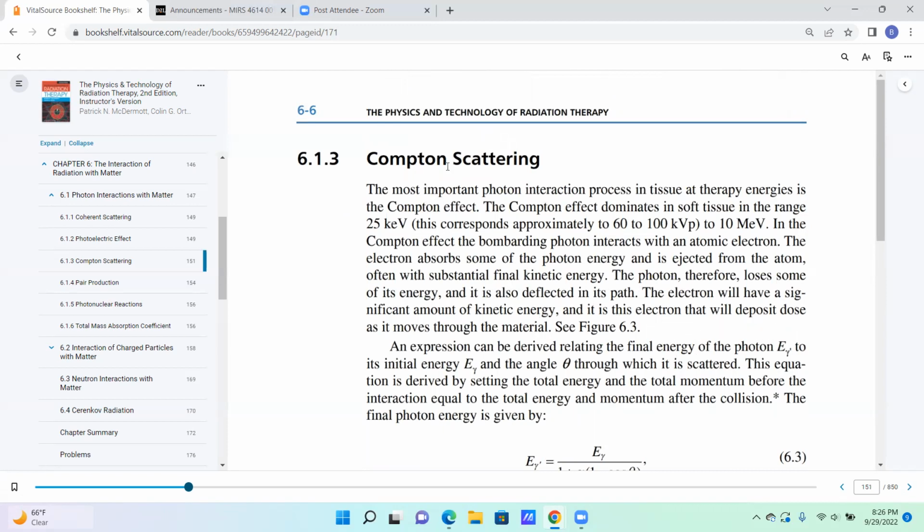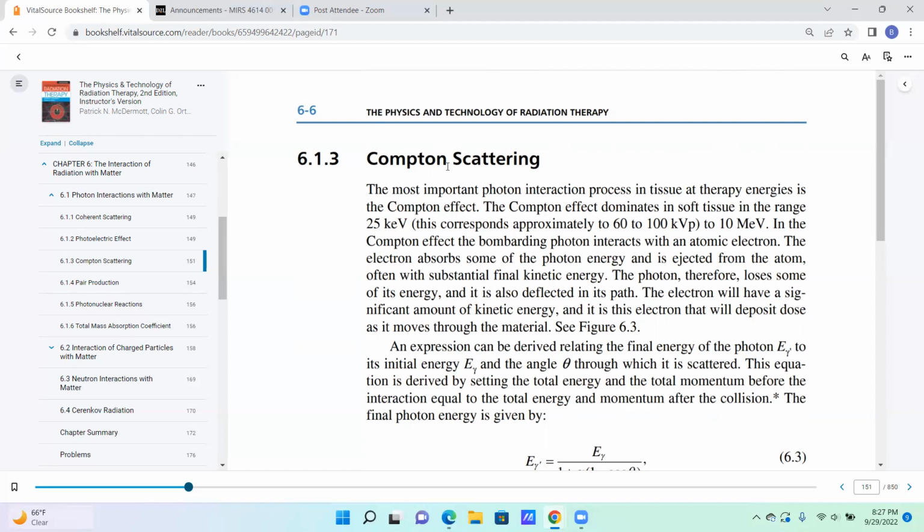Now, Compton scattering. This is going to be the most important part, or the most influential on radiation therapy, I should put it that way. It dominates in soft tissue in the range of 25 keV, approximately 60 to 100 kVp, to 10 MeV. And you can go back and look at the chart of figure 6.1 and kind of see what we're talking about.